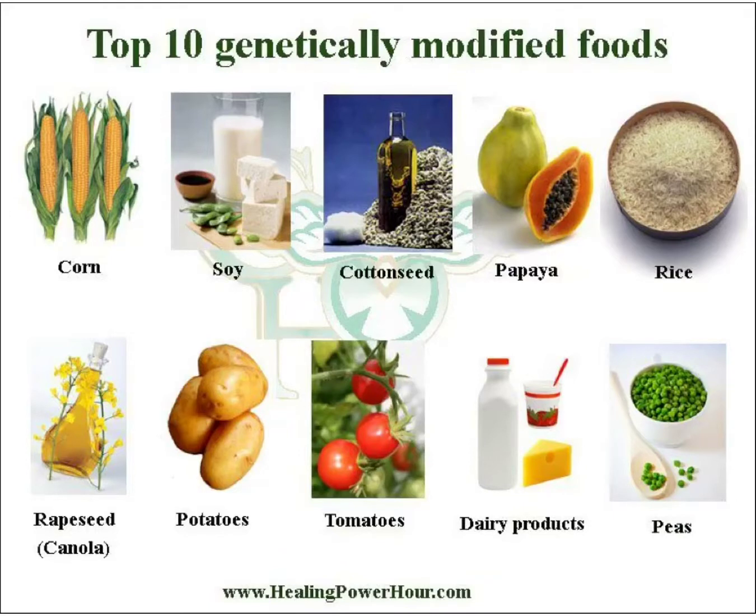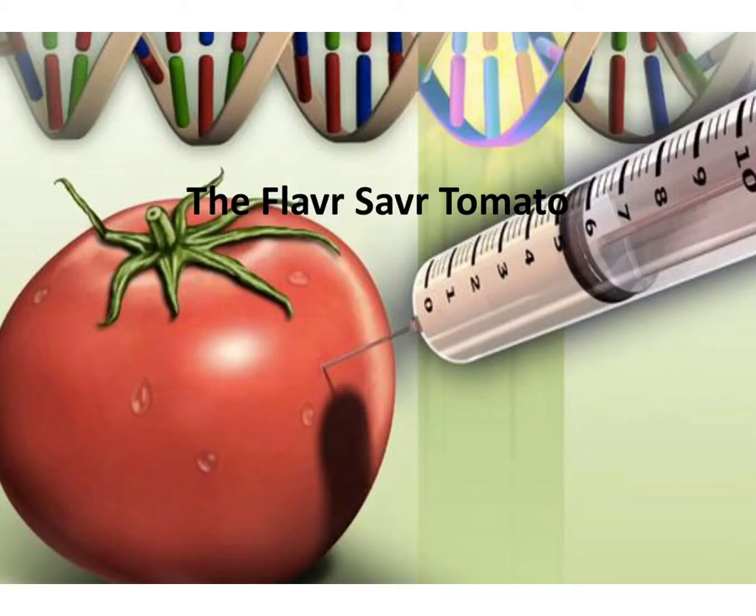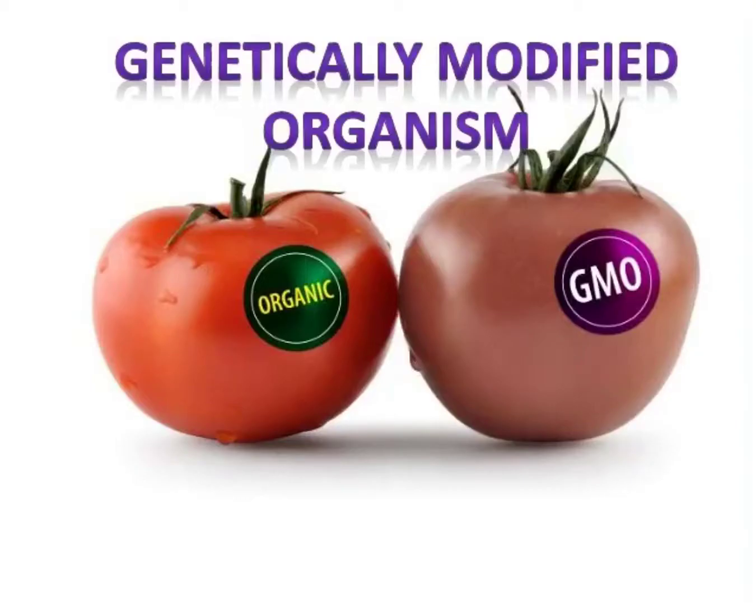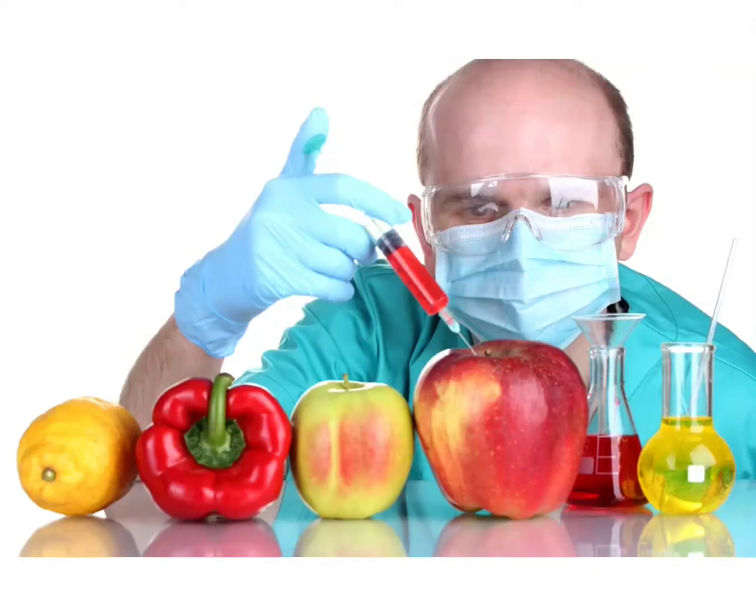Examples of genetically modified foods you may find in your daily life are corn, soy, cottonseed, papaya, rice, rapeseed, potatoes, tomatoes, dairy products, and peas. The first genetically modified food approved for release was the Flavr Savr tomato in 1994. Making a genetically modified plant consists of crossbreeding plants to get the ideal crop.